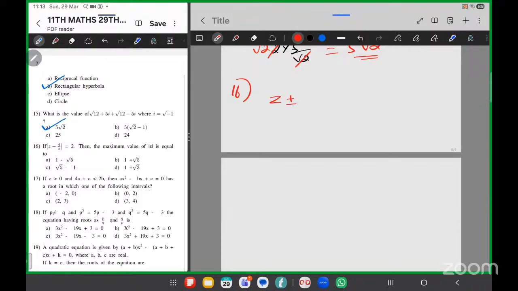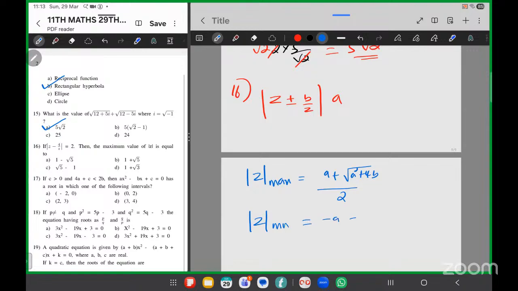Mod of z plus or minus b by z is equal to a. The maximum value is a plus under root of a square plus 4b by 2. And the minimum value is minus a plus under root of a square plus 4b by 2.